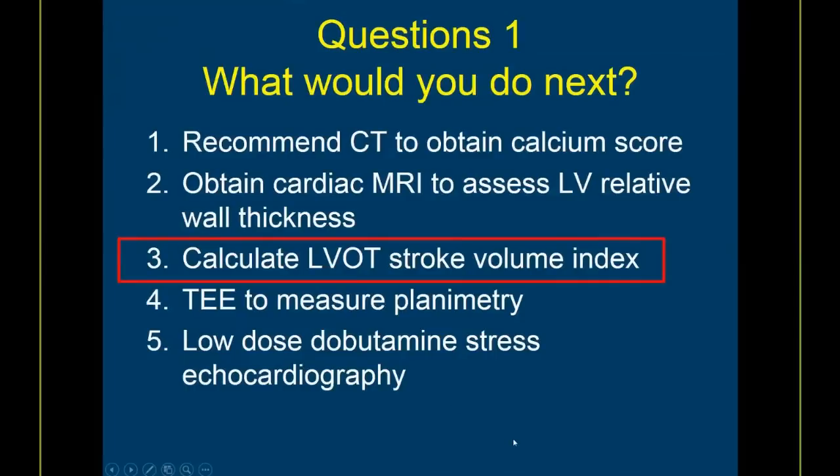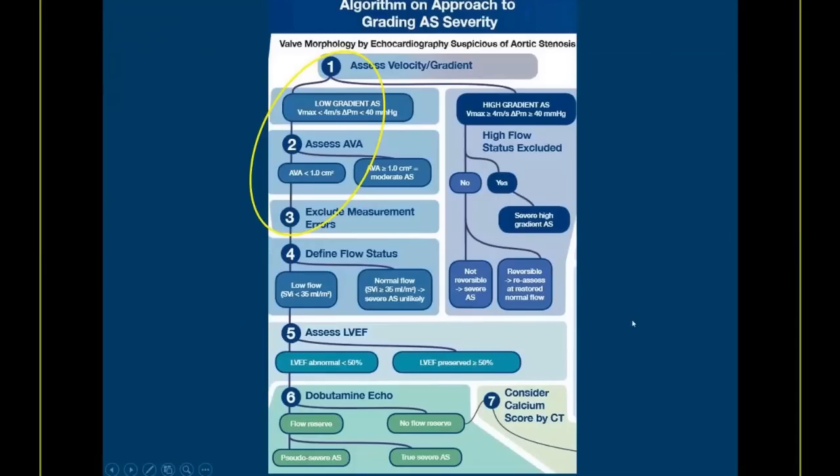So what I would do next is to calculate your LVOT stroke volume index. Now, let's go back to that algorithm here to discuss why. So this is the situation that we're dealing with here. We have low flow, low gradient AS. Your AVA is calculating at less than 1.0. We've excluded the measurement errors, okay?